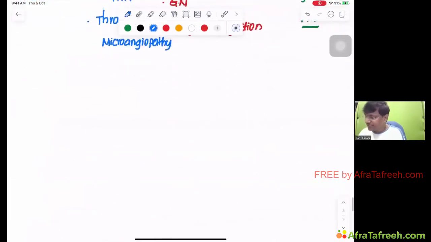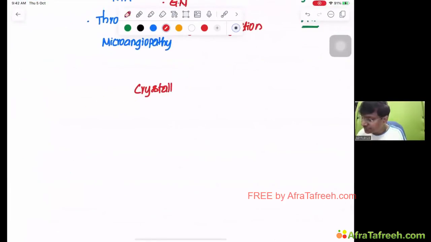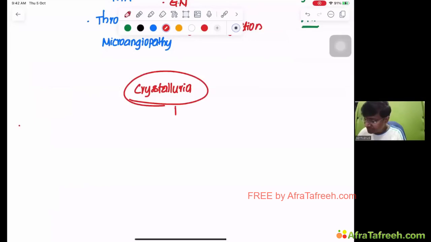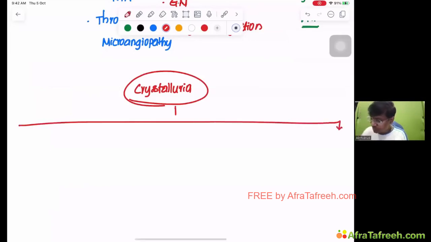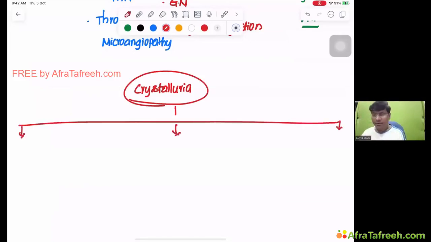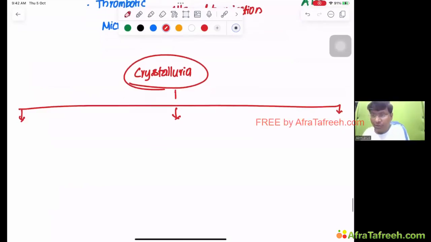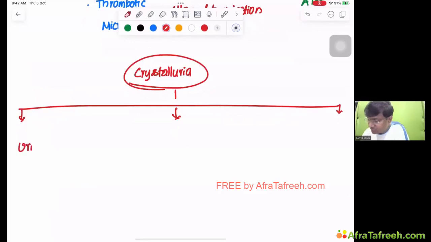The conditions where you will have crystaluria, can anyone guess and tell me, because some topics in your connective tissue disorders you might have read. What is a connective tissue disorder where there is involvement of joints and having crystaluria? I have given you a clue. Very good. That is your gout. So in case of gout, you will have the presence of uric acid crystals.